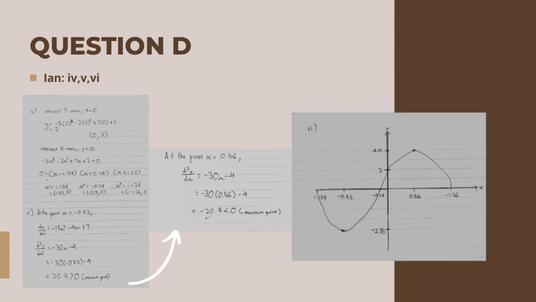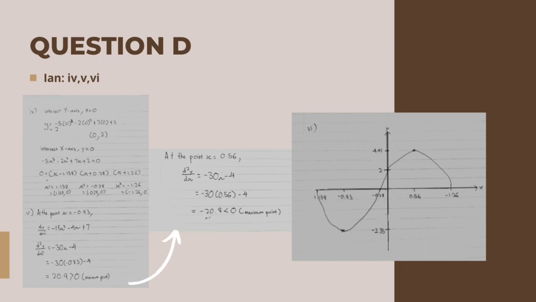For the x-intercept, y equals 0. In this question I got 3 coordinates. The first one is 1.138, the second one is negative 0.28, and the third one is negative 1.26.